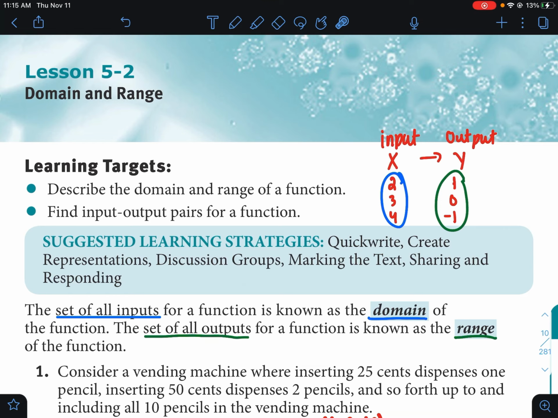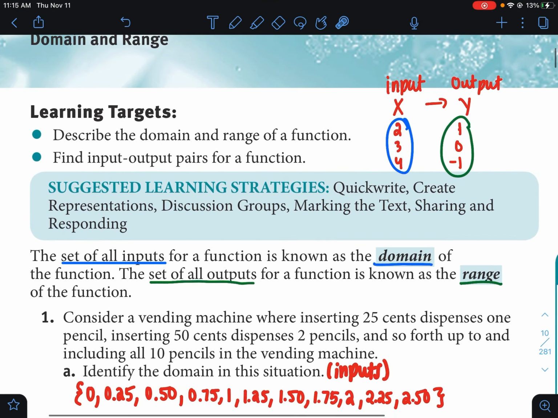So if we consider a vending machine where we insert 25 cents for 1 pencil, inserting 50 cents gets 2 pencils and so on and so forth up to 10 pencils. Identify the domain in this situation. So that means what are all the inputs that we could have into this vending machine?